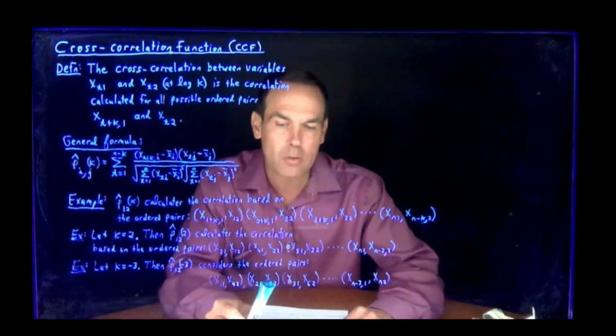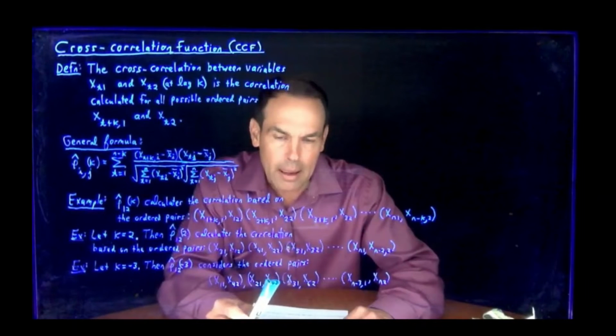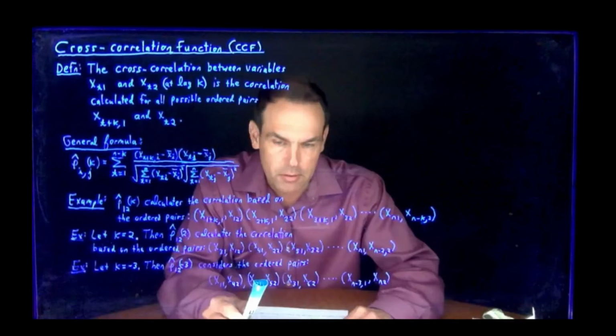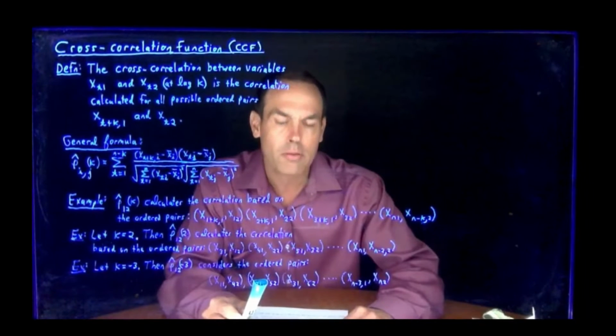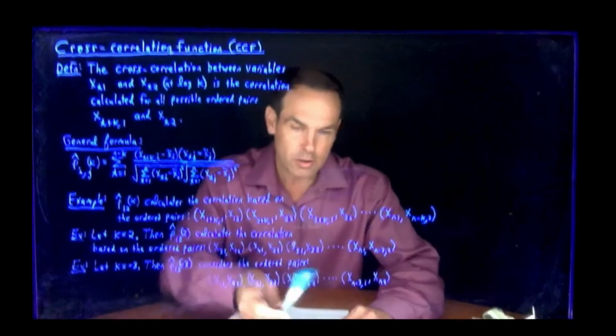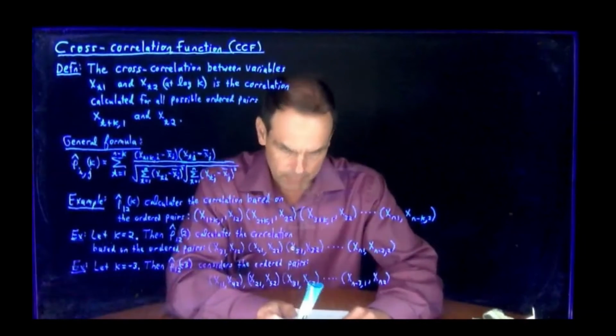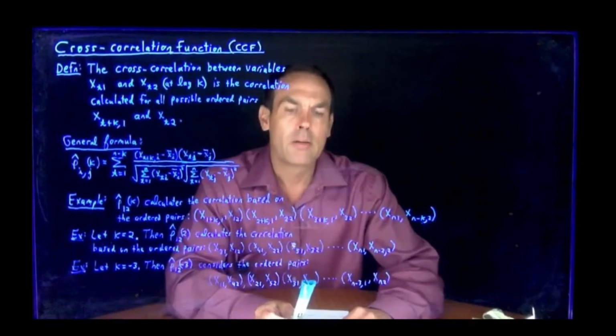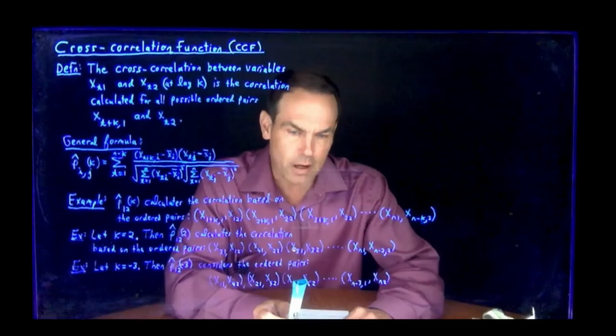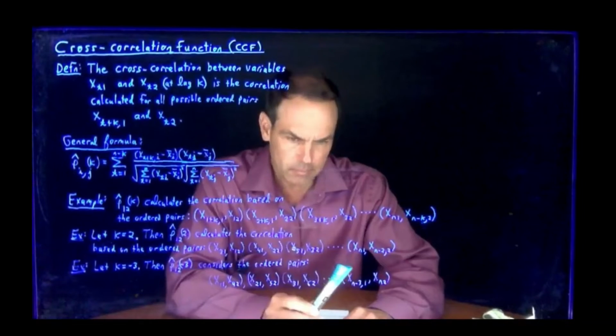Let's go to the second ordered pair. Second variable at time 5 paired with the first variable 3 time points ago. 5 minus 3 equals 2. Let's go to the third ordered pair. Second variable, time point 6, that will be paired with the first variable 3 time points ago. 6 minus 3 is 3.